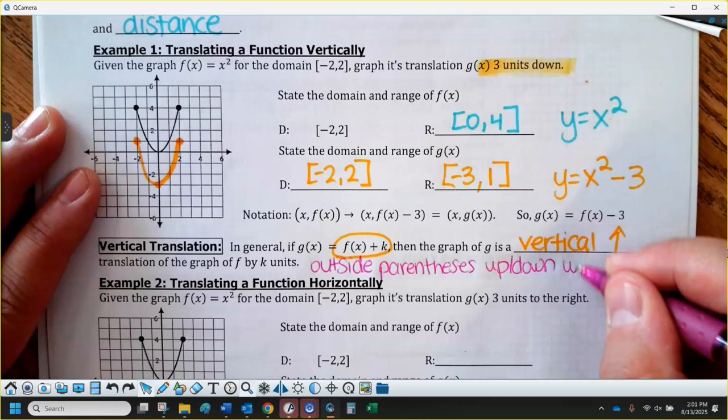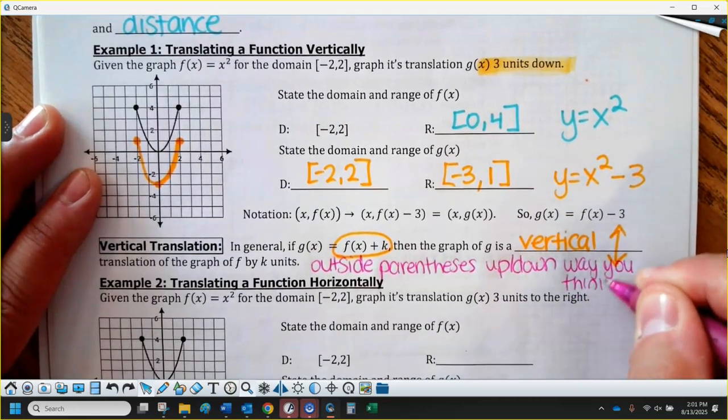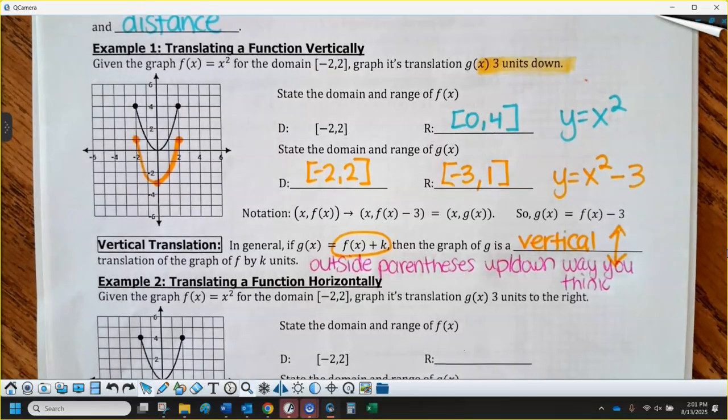And then I'm going to say the way you think. So like, if I look and I see a -3, I think we're going down 3, and that's how it works. If we had a +5, like an x squared plus 5, that would go up 5. So it's outside. It's not a trick. If you see something subtracted, you're going to go down. If you see something added, you're going to go up.